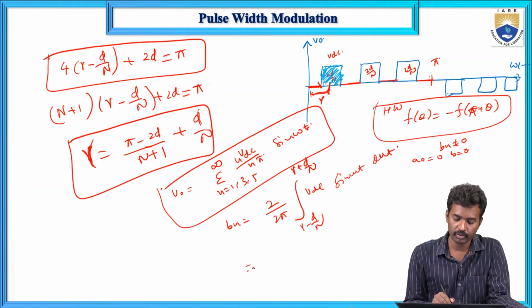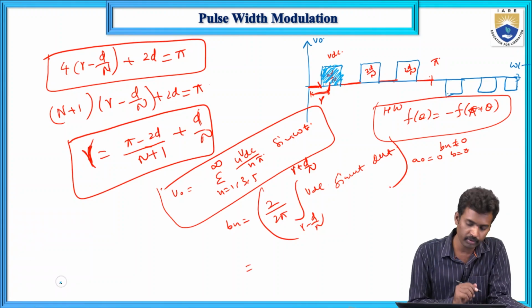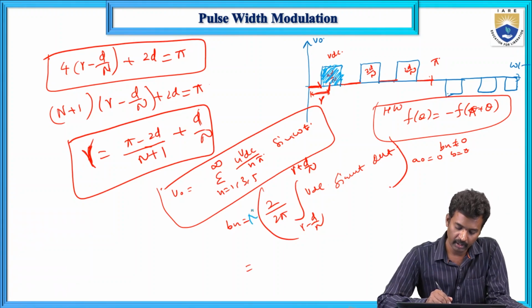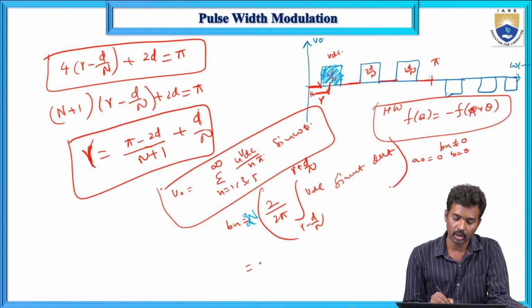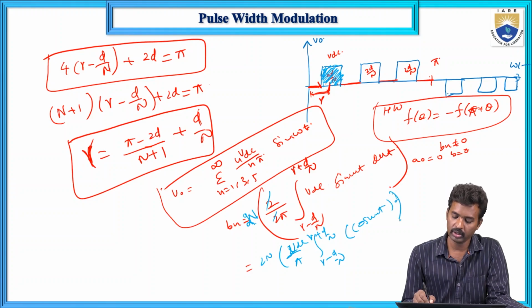Now if you integrate, the number of pulses is n, and it is also half symmetry, so that gives a factor of 2. So 2n into 2 by 2 gets cancelled by 1 by pi. Limits are gamma minus d by n to gamma plus d by n, and that gives VDC times cos n omega t. So this is the case.